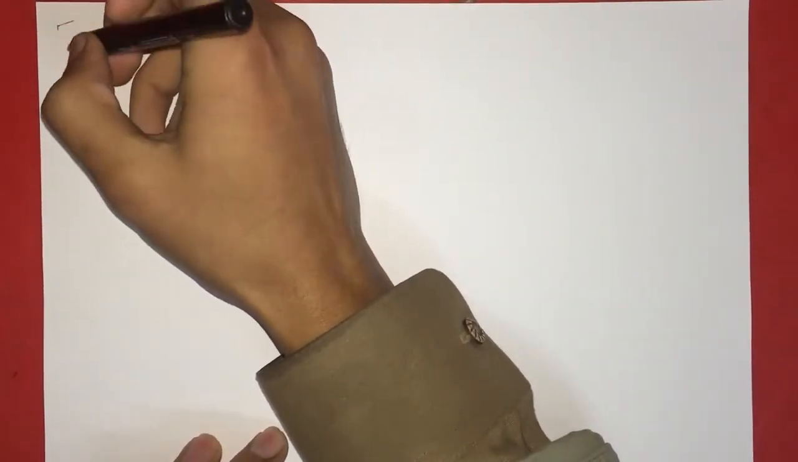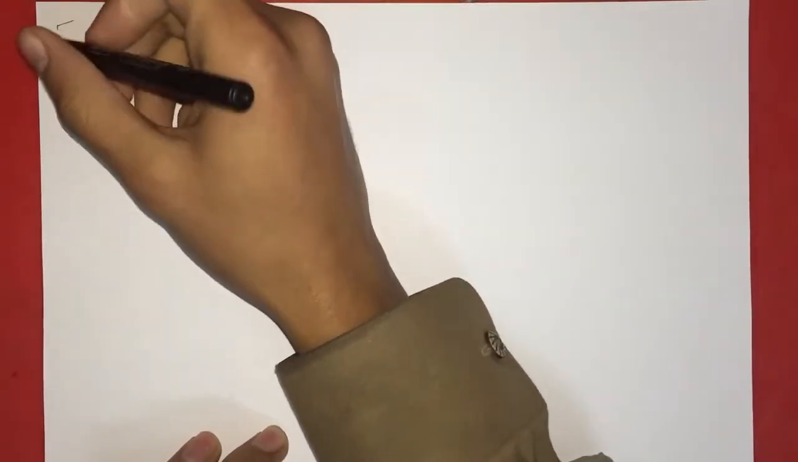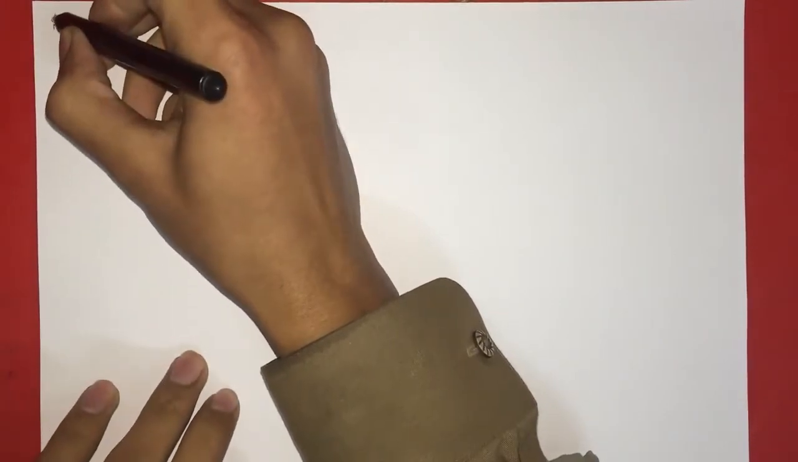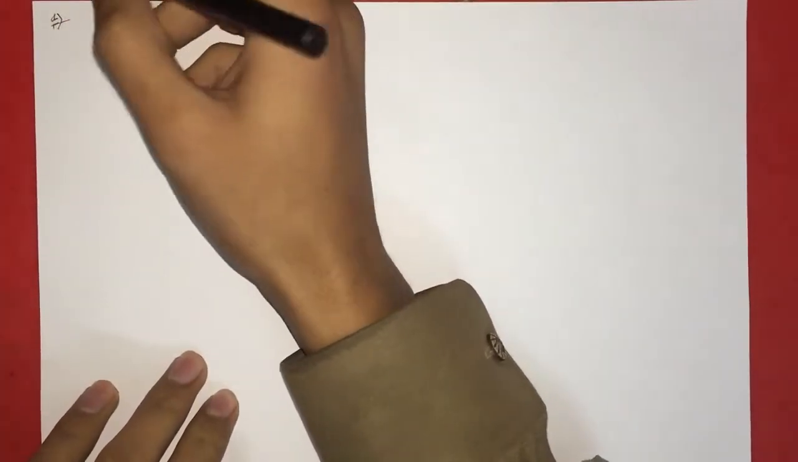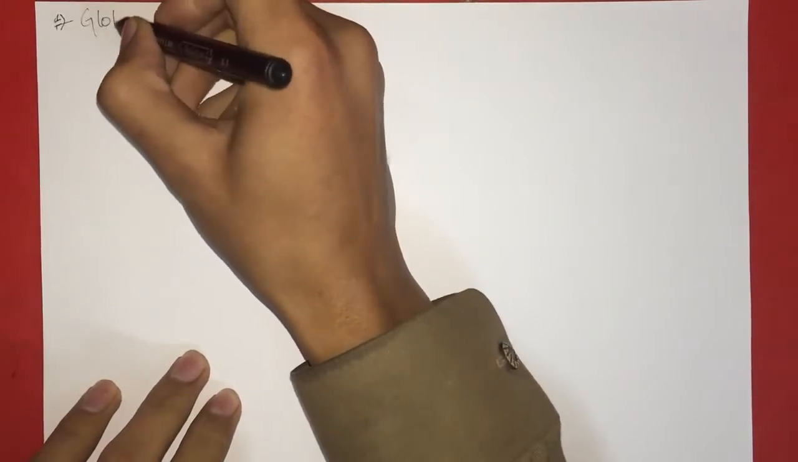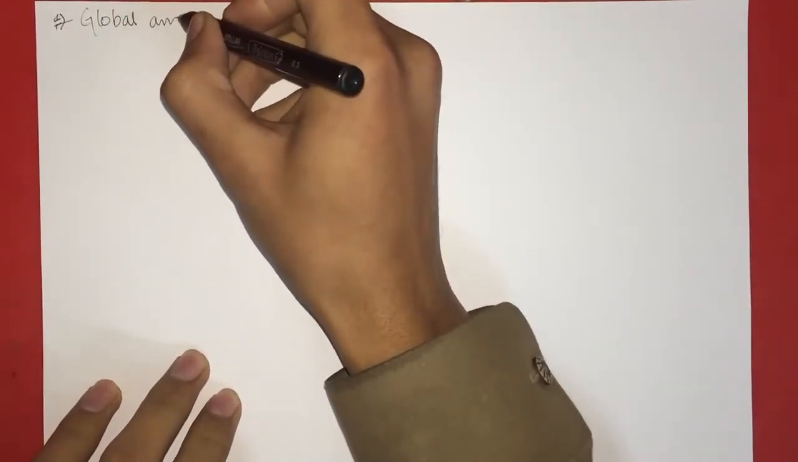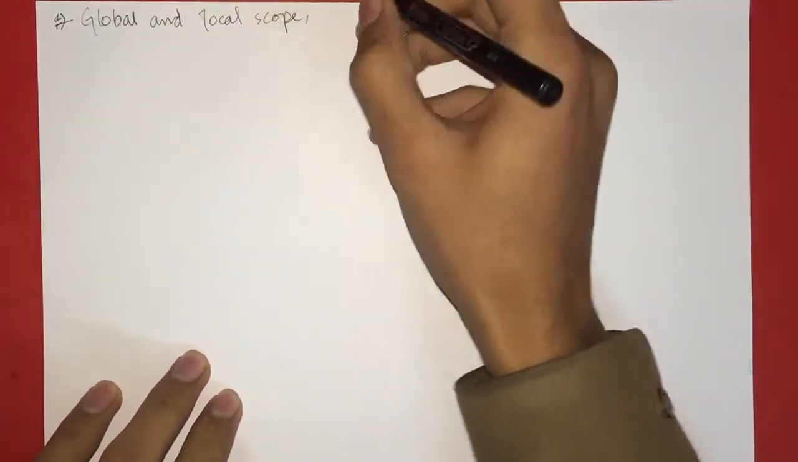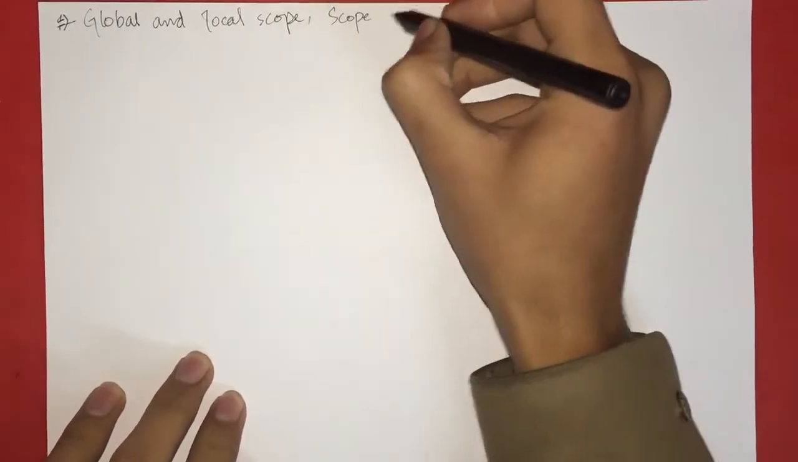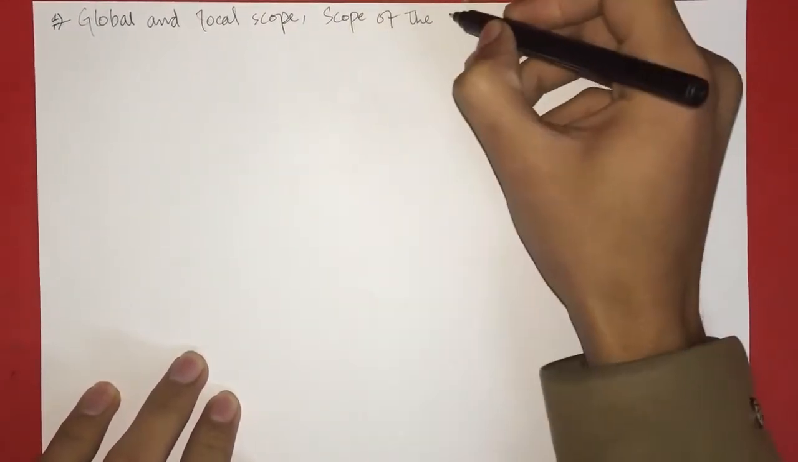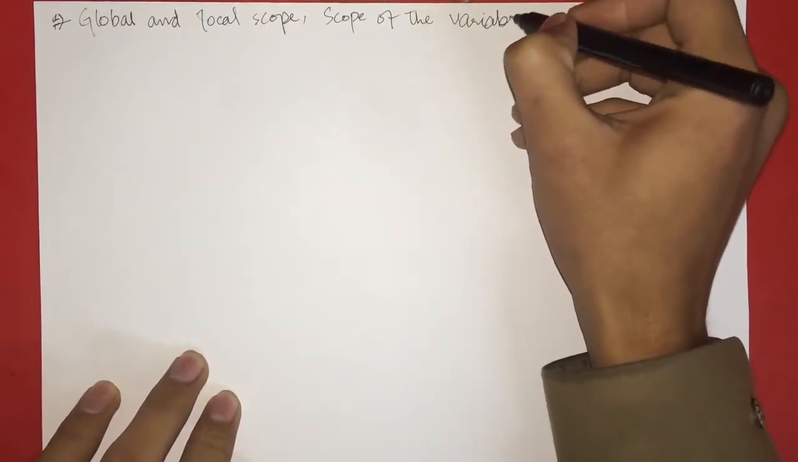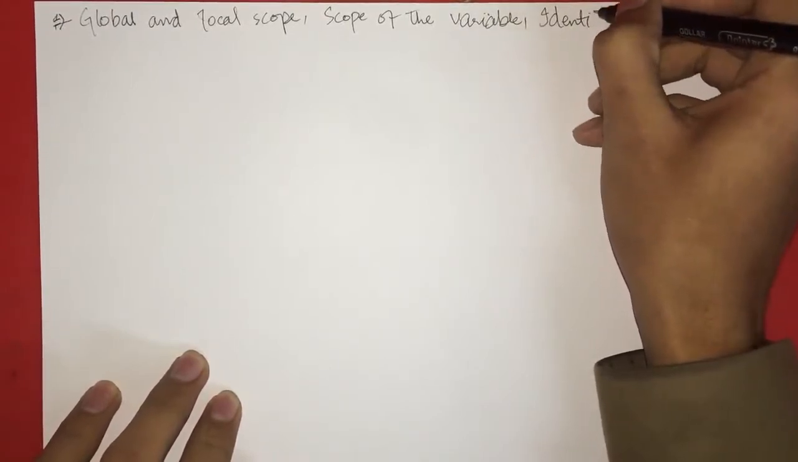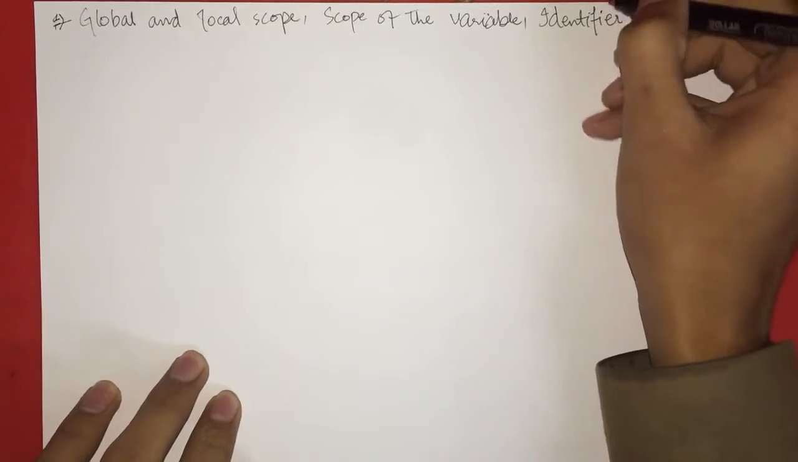Today we are going to talk about some topics in programming fundamentals and a topic in calculus that we learned at the university today. Firstly, the first topic we are going to discuss will be about global and local scope, or you can say the scope of the identifier. There's a difference between an identifier and a variable.